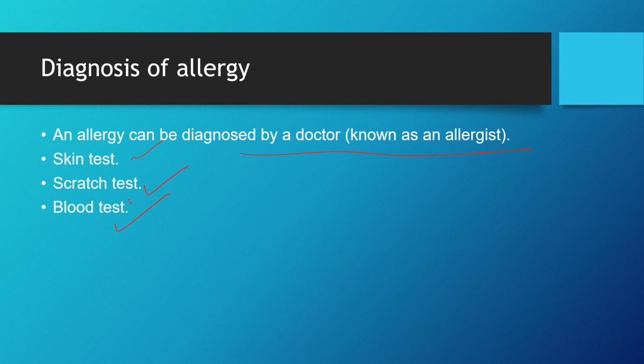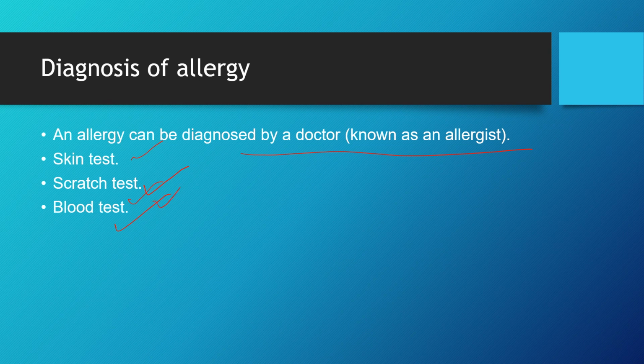Now we take the second test, the scratch test. What is done in the scratch test? The skin is scratched in rows with an allergen. Suppose you are taking pollen, with that allergen you scratch the skin. If the skin becomes red and swells, that means the person is allergic to that allergen. So the second test, the scratch test, is done.